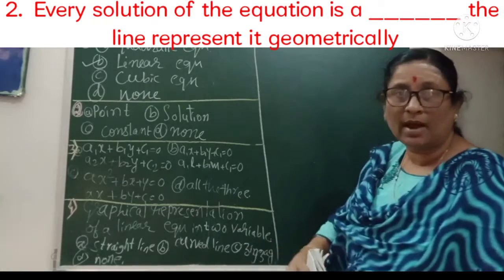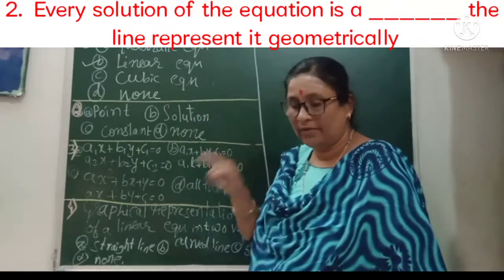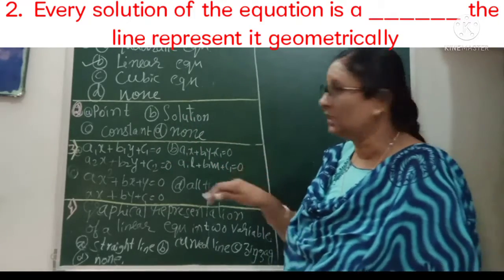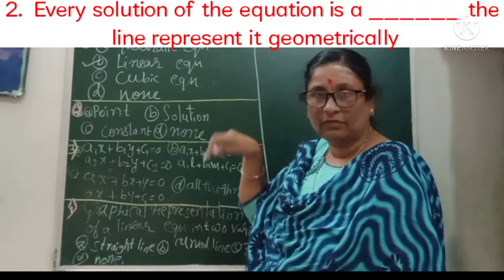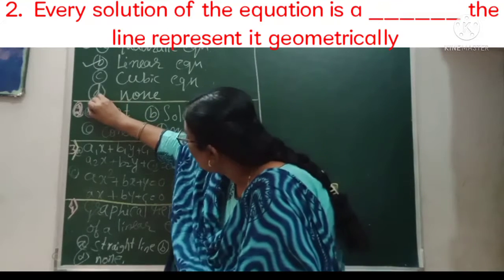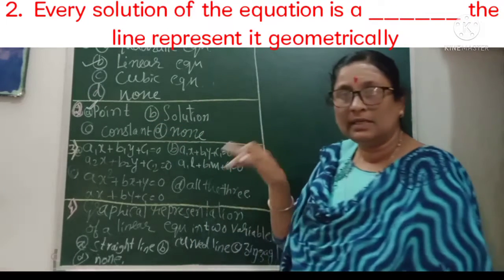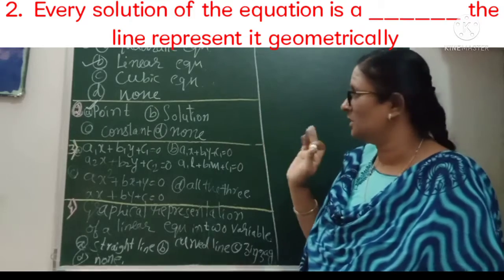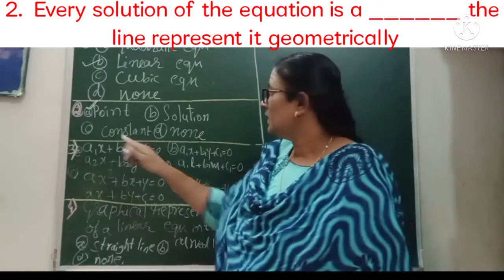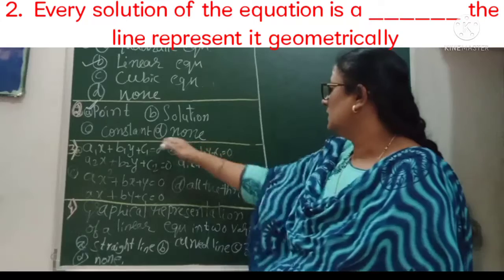Okay, just don't learn it by heart. What is on here? Understand the meaning of solution. When you represent it graphically, every point on the straight line is a solution of that equation when it is drawn graphically. This is the answer to this one. Okay, these are not the answers.